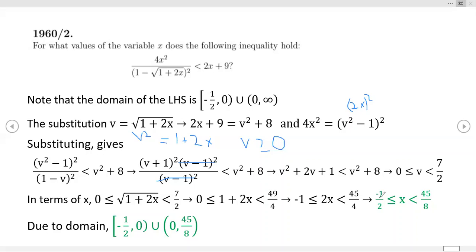And it's tempting to say this would be the answer. But remember, this is the domain restriction right up here. No solutions can fall outside of this domain. And so we have to tickle this just a little bit. And effectively, we replaced infinity with 45 over 8. Okay, folks? So this expression is less than this linear function from -1/2 all the way out to 45 over 8, excluding 0. So the power of a substitution, what do you know?